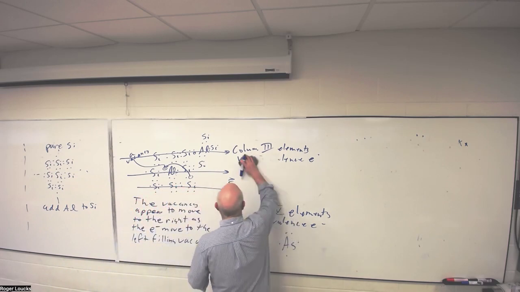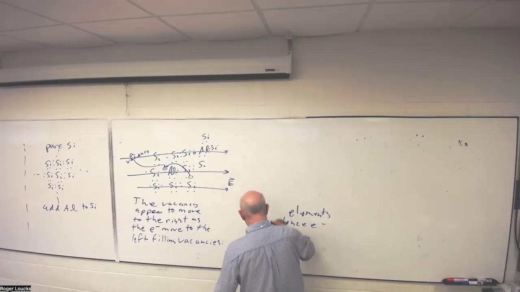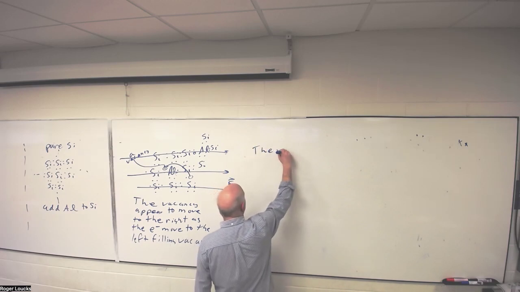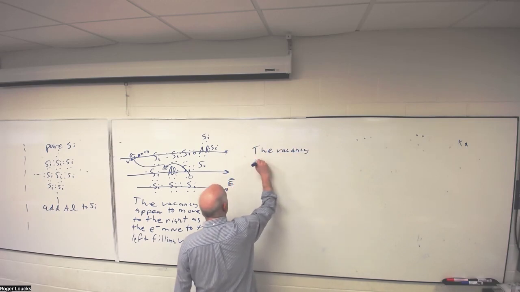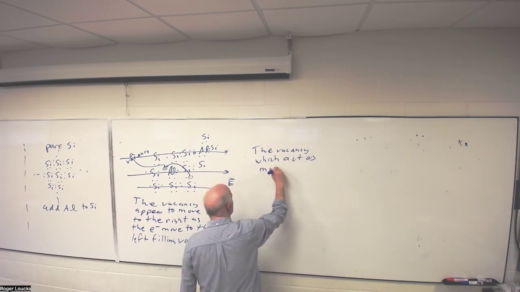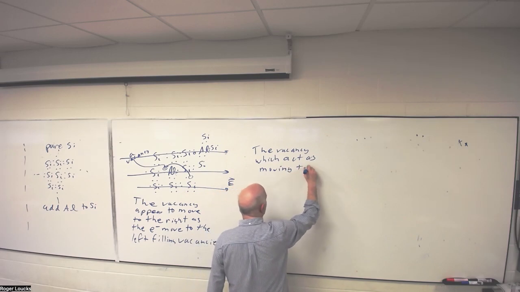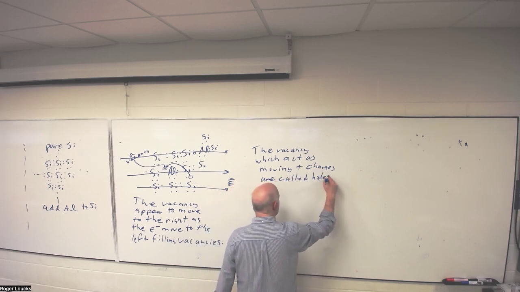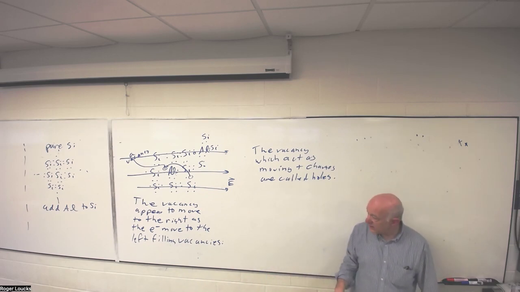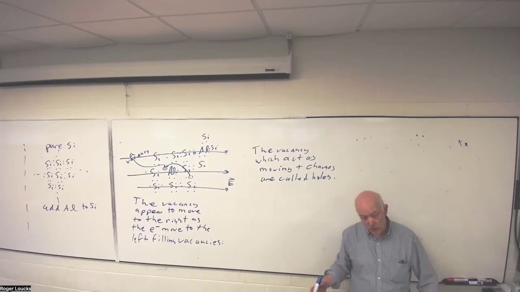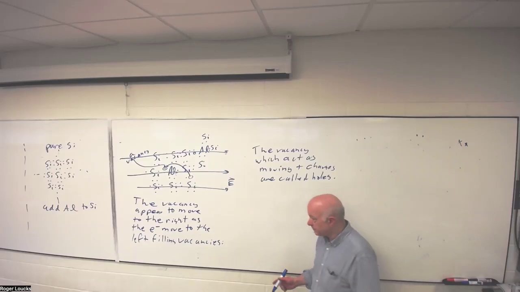Vacancies appear to have a negative charge. I'm sorry, the vacancies appear to have a positive charge. They're called holes. So the vacancies, which act as moving positive charges, are called holes. Okay. And any semiconductor that you dope with something from column 3, since you're going to have holes in it, you call a p-type semiconductor.